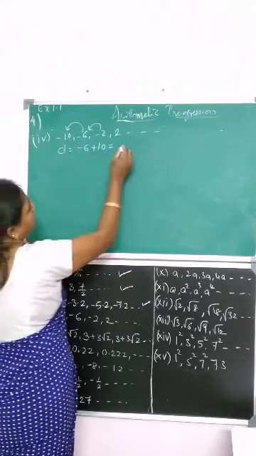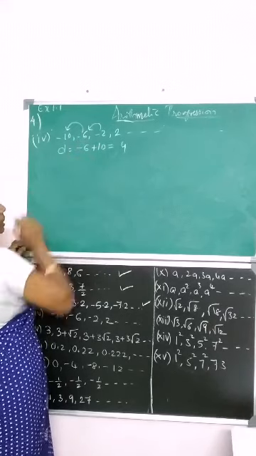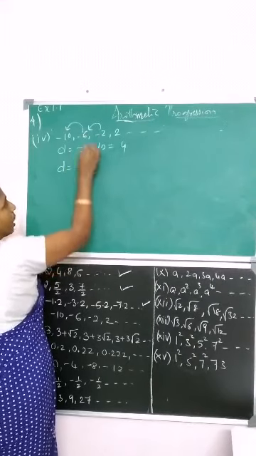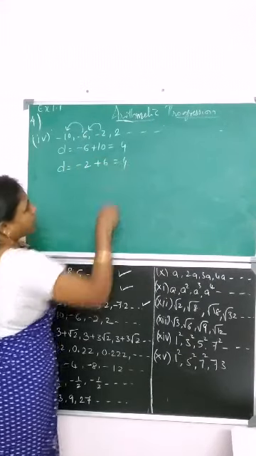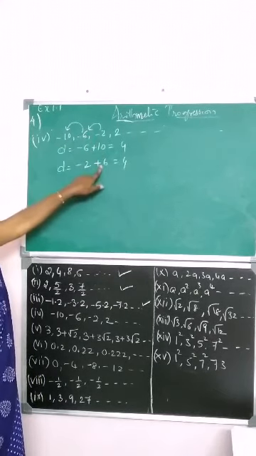10 minus 6, 4 plus 4. Okay, greater number sign. Subtract and keep the greater number sign. Again, minus 2 plus 6. Again it is plus 4. Ready? Minus 2 plus 6. Minus of minus is plus 6.